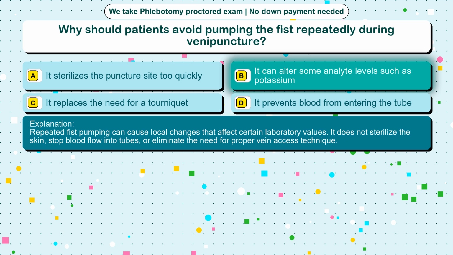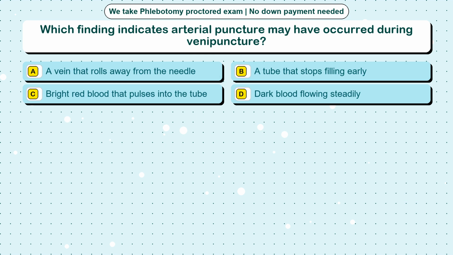Repeated fist pumping can cause local changes that affect certain laboratory values. It does not sterilize the skin, stop blood flow into tubes, or eliminate the need for proper vein access technique. Question 83. Which finding indicates arterial puncture may have occurred during venipuncture?